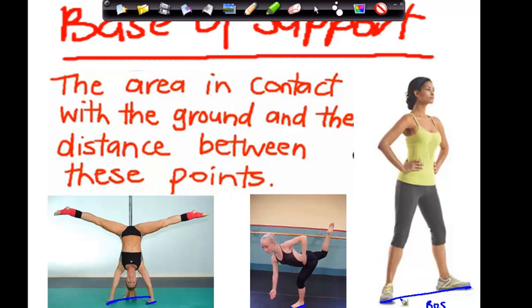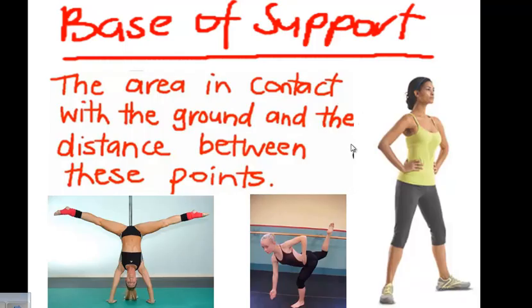So basically, you could look at it in terms of 2 feet, and the person on the right, 2 hands, or 1 foot. So any area that is in contact with the ground, and the distance between those points, is our base of support. Alrighty, let's move on.